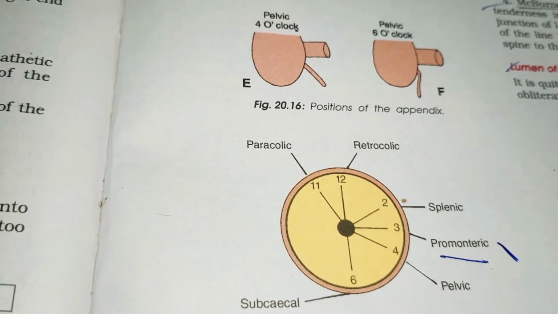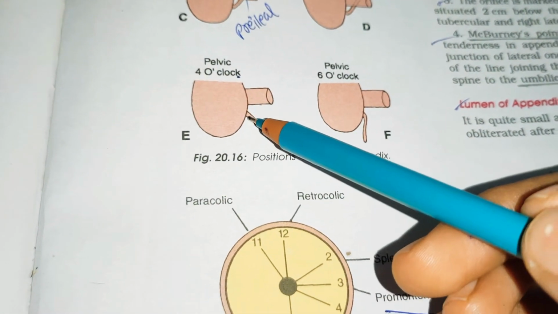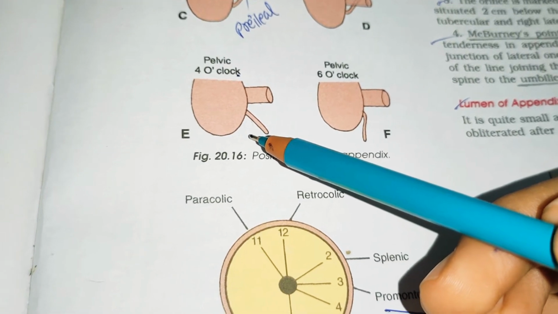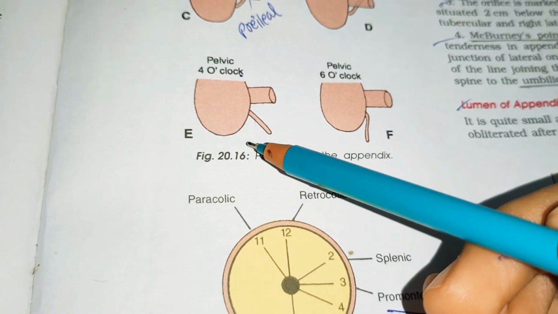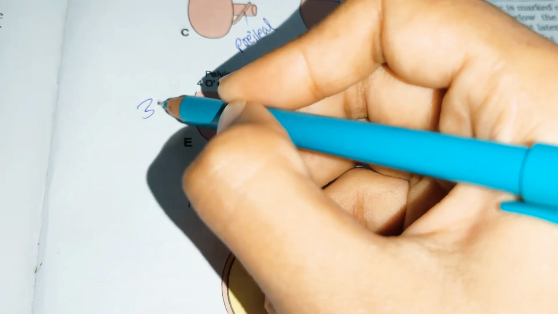It is called pelvic or 4 o'clock position. So pelvic or 4 o'clock position is where the appendix is facing towards the pelvis, and this is the second most common, in 30% of people.